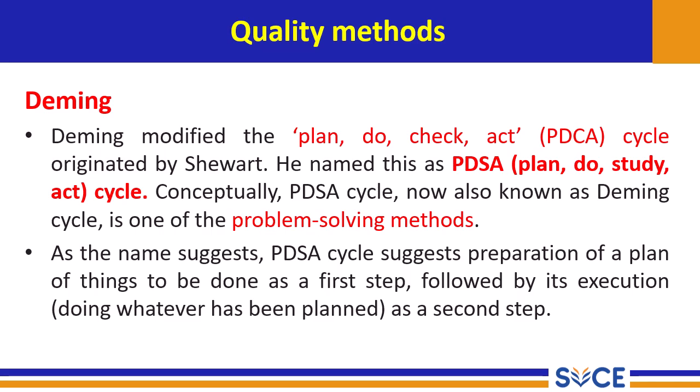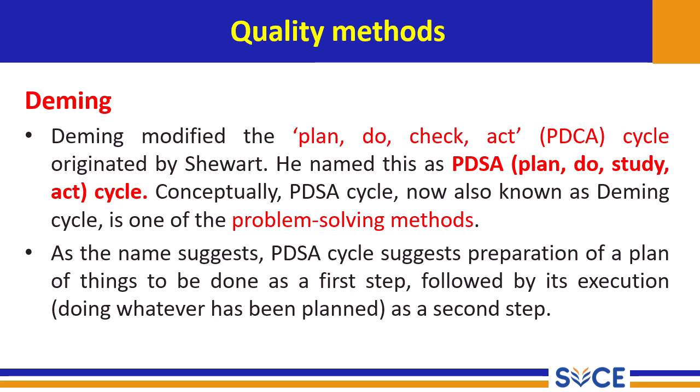Deming modified the quality as plan, do, check, act. That is the PDCA cycle originated by Stephen. He named this the PDSA cycle: plan, do, study, act. Conceptually, the PDCA cycle, now called the Deming cycle, is one of the most commonly used problem solving methods.